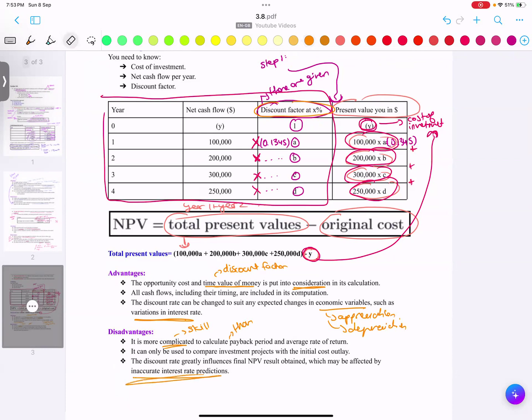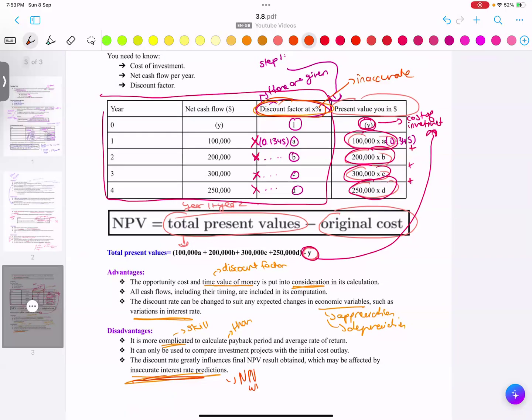Basically, this is the last one. It does give a discount factor, but what if the discount factor is inaccurate? If this is inaccurate, then it will affect the interest rate predictions, and what happens is that the NPV will be very inaccurate.